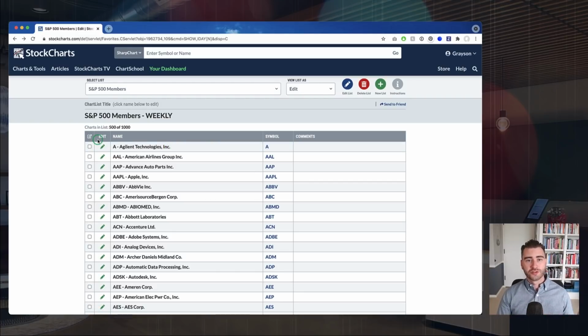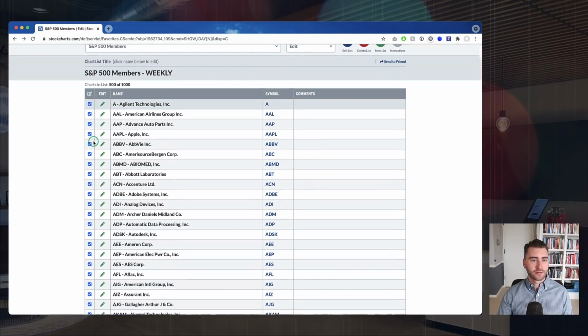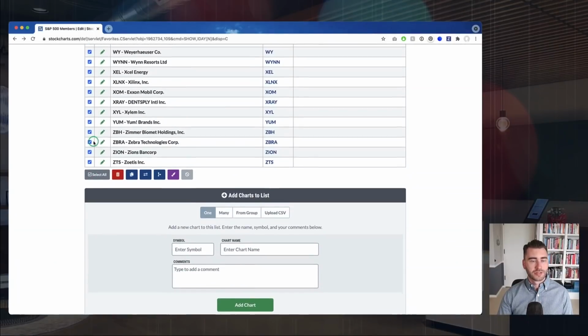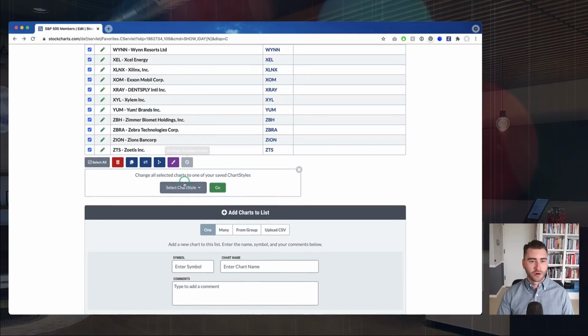charts, all I've got to do to set all of these as weekly charts, I hit this little button right here. That's going to select everything in the list. Now I scroll down to the bottom and I just select apply style to all. Come down here and I select my equity weekly, 5-year weekly chart style. Hit go.